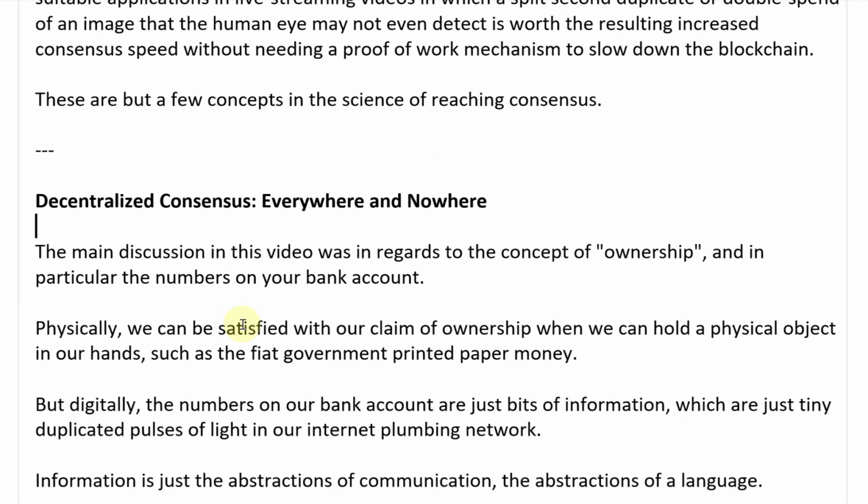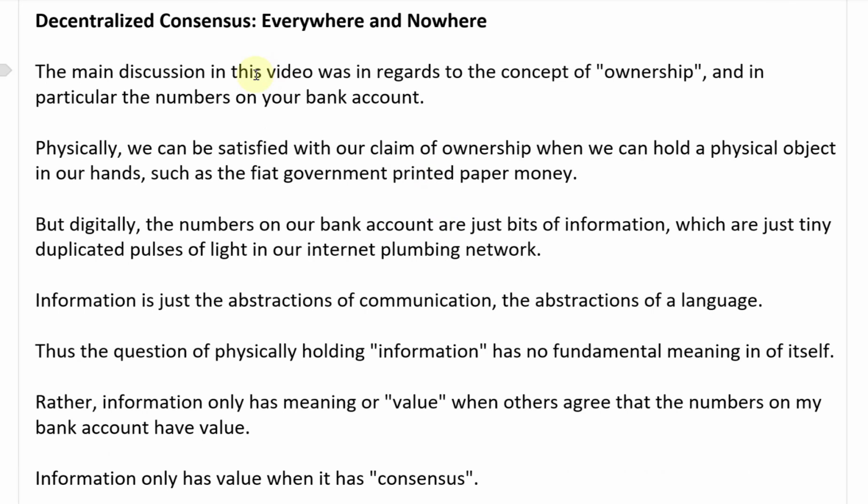So anyway, this can be like a mini summary: decentralized consensus everywhere and nowhere. The main discussion in this video was in regards to the concept of, quote, ownership, and in particular the numbers on your bank account. Physically, we can be satisfied with our claim of ownership when we can hold a physical object in our hands, such as fiat government printed paper money. But digitally, the numbers in our bank are just bits of information, which are just tiny duplicated pulses of light in our internet plumbing network.